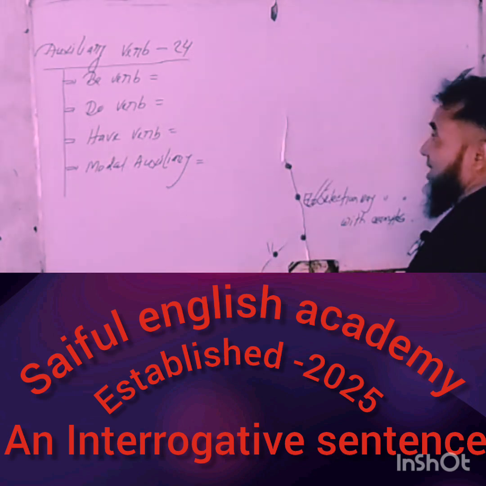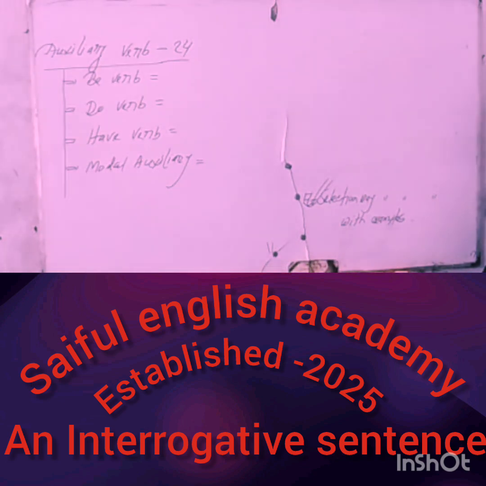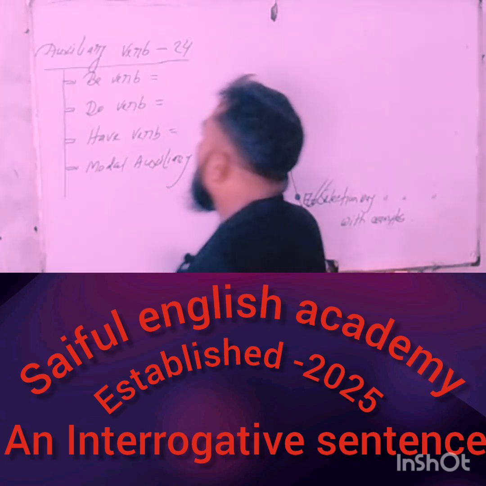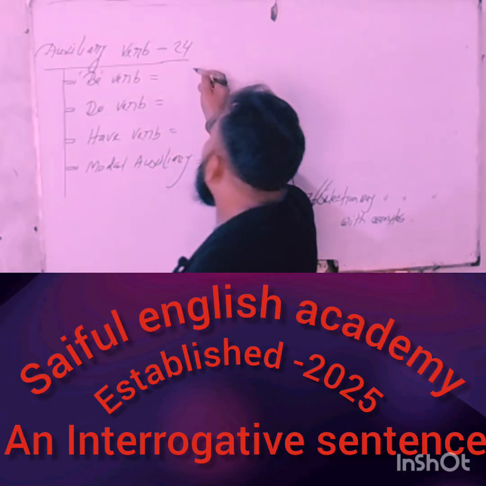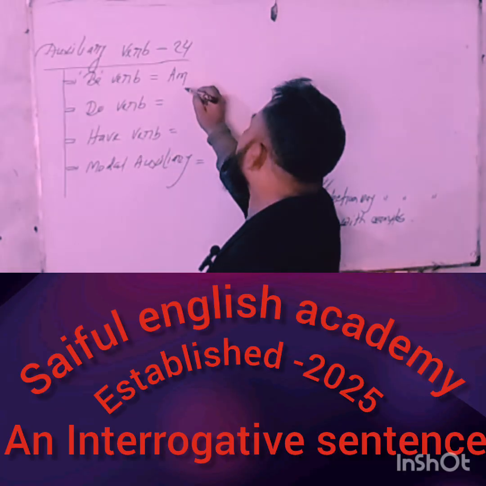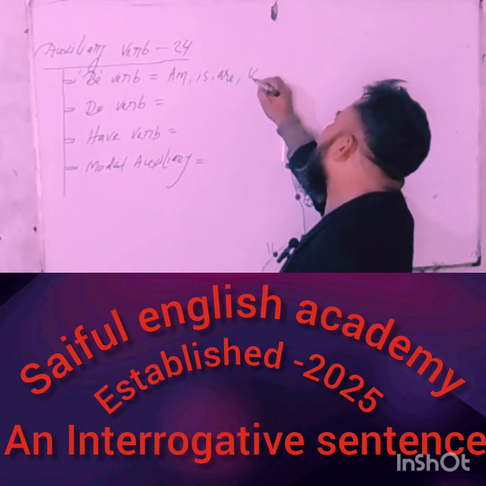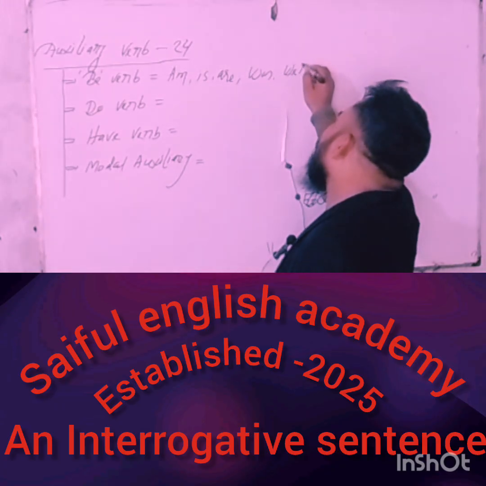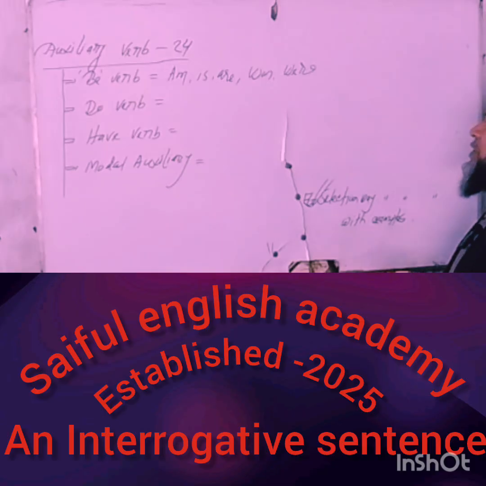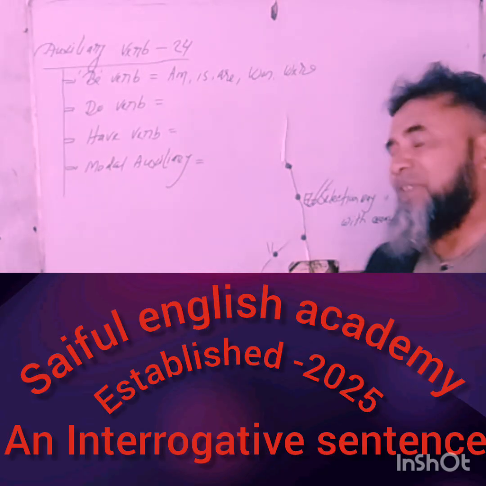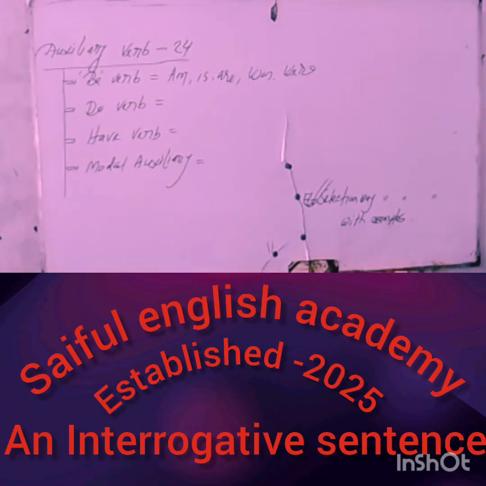Okay, my dear learners, these 24 categories of auxiliary verbs we can classify into four. Number one, be verb. Let's remind that, my dear learners, five categories of verbs such as am, is, are, was, were, these five categories of auxiliary verb are called be verbs, which are used to form voice, tense, mode, etc.